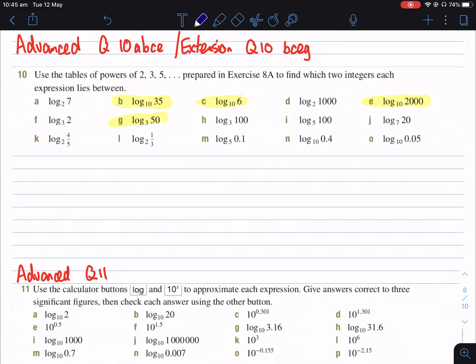Let's have a look at 10. Now, for advanced students, these will come up as ABCE, extension, they're BCEG, they're the same questions. Use the table, the powers of those ones prepared in that exercise to find which two integers.